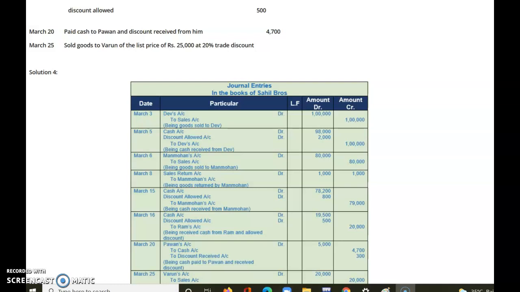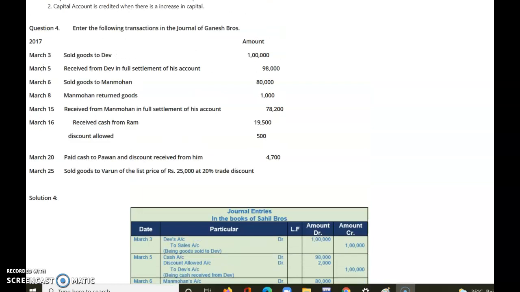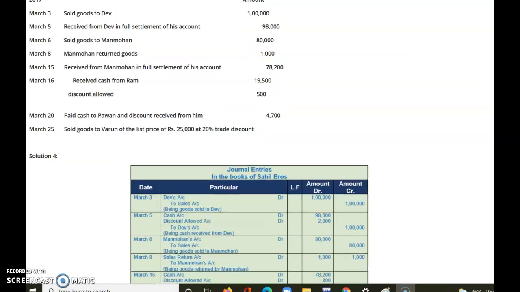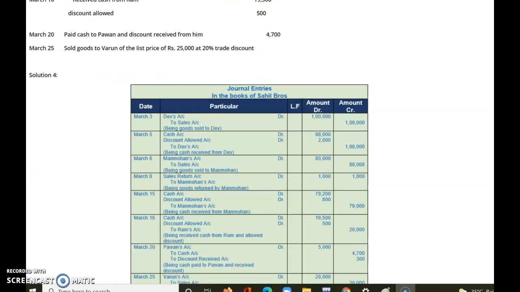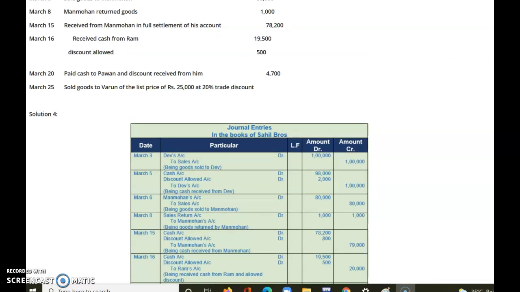So how much we had to pay to Pawan was a total of rupees 5,000. Although the transaction was not given here, we can assume that we had to pay rupees 5,000 to Pawan. So we had debited Pawan with rupees 5,000. The actual cash which is paid, we have credited 4,700. Then discount received is our income, so rupees 300 is credited here. Next transaction is sold goods to Varun of the list price of rupees 25,000 at 20% trade discount.